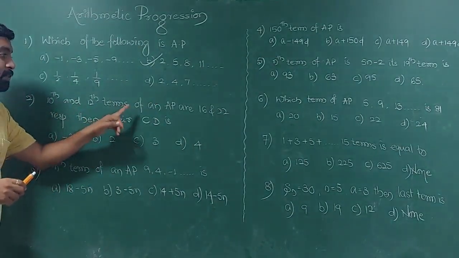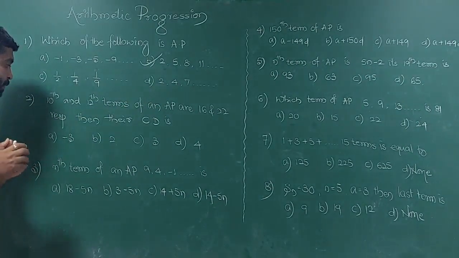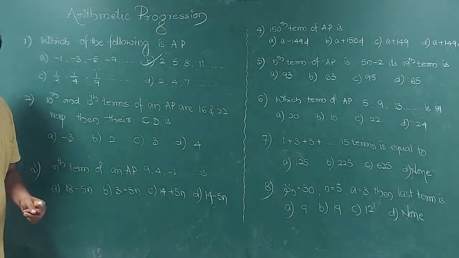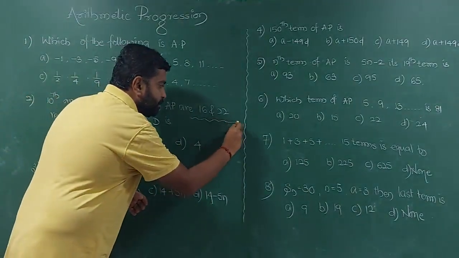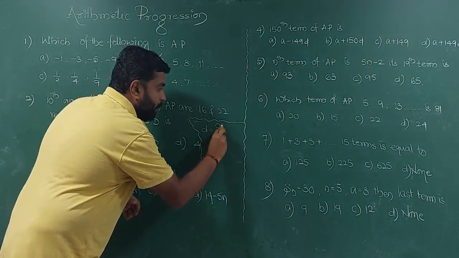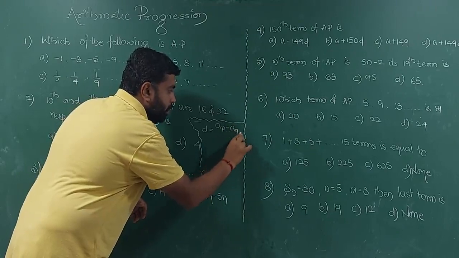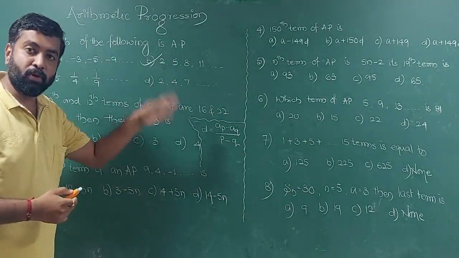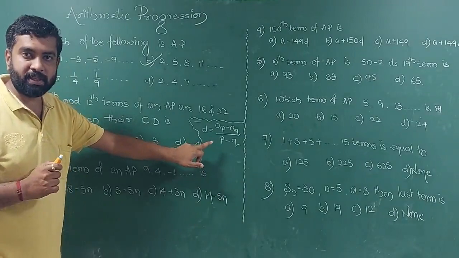10th term and 12th term of an arithmetic progression are 16 and 22 respectively, then their common difference is. Here I am discussing one new formula which is not given in your textbook. Directly you can use this. d is equal to ap minus aq divided by p minus q. This is not given in your textbook, it was in an old textbook. To solve this is the easiest way, so I am discussing this.